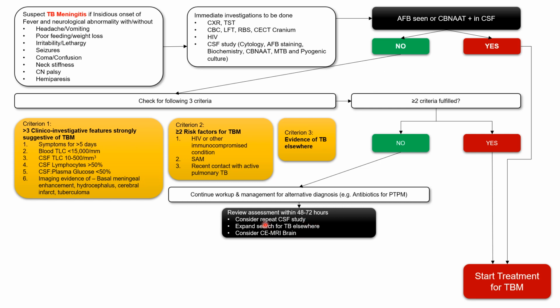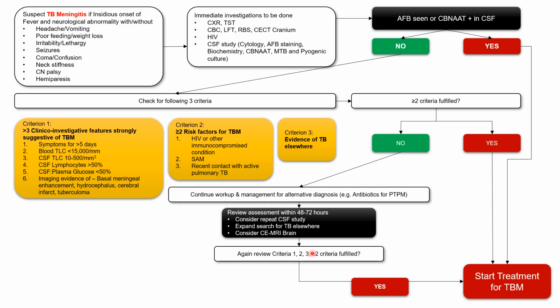We have to consider repeating the CSF study. We have to expand the search for TB elsewhere in the body, and we have to consider contrast enhanced MRI of the brain, which is more sensitive and better than contrast enhanced CT scan. At any point of time, we also have to again look at criteria 1, 2 or 3. Again review criteria 1, 2 and 3. If at any point of time greater than or equal to 2 criteria are fulfilled, our diagnosis of tubercular meningitis is confirmed and we have to start treatment of tubercular meningitis.